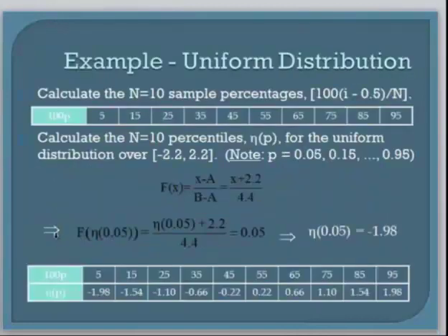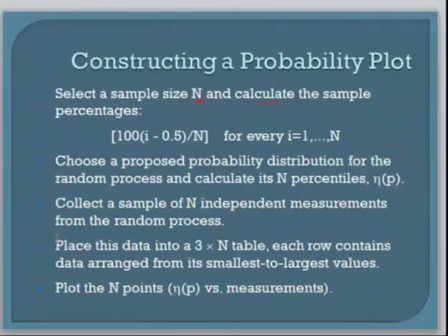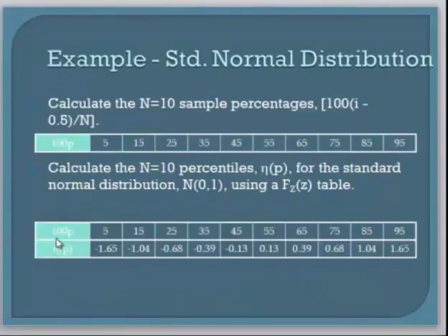So there's the sample percentages. Notice how they're calculated using this formula. In this case we had 10 samples, so it ends up being 5, 15, and so forth. So we've calculated the sample percentages. Now choose your proposed probability distribution for the random process, and you calculate its n percentiles. I'm going to skip ahead just a little bit here so you can see what I mean. Okay, there's the sample percentages.